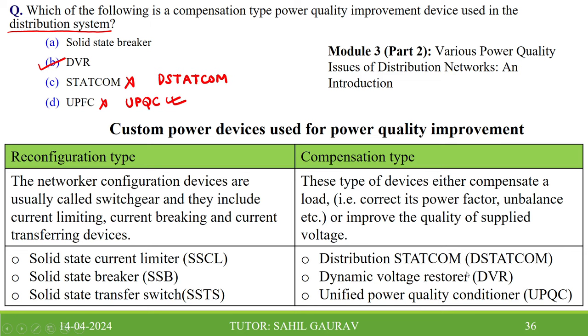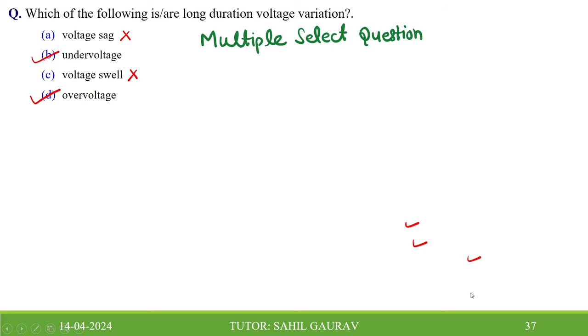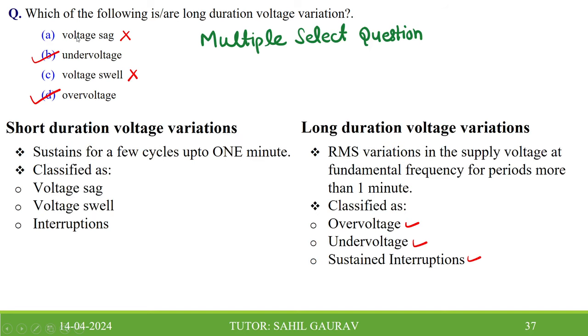So DSTATCOM is a parallel compensator, while the dynamic voltage restorer is a series compensator, and the unified power quality conditioner is a combination of both series and parallel compensators. Now, what are the different voltage variations for short duration and long duration?